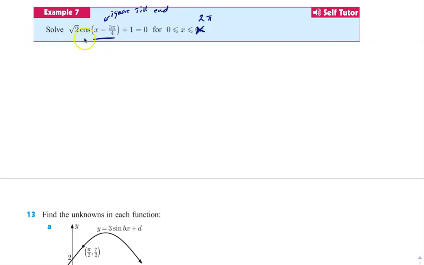So, we just want to isolate that cosine. We're going to subtract 1 and divide by rad2. So we look like this: rad2 cosine. We'll do a little u sub so it actually looks easier. Equals -1, and then divide by rad2. The u just means that I'm going to ignore that to the end. I'll deal with it later. So I get cosine of u equals -1 over rad2.